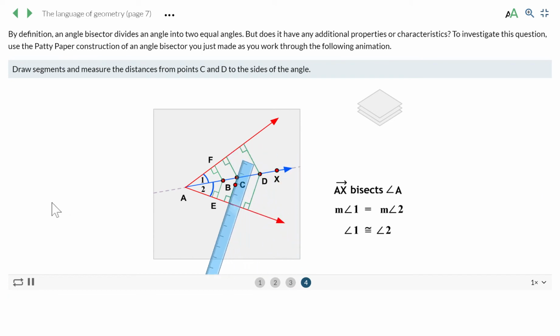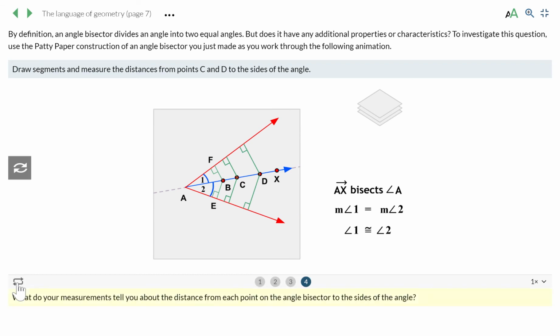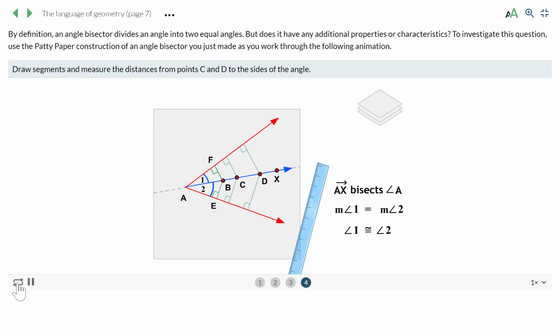Okay, we're going to watch along on the next page as they measure those same perpendicular distances. And I'm going to replay it again. Looks like about 2 inches. Same distance. Roughly about 3 inches. Same distance.